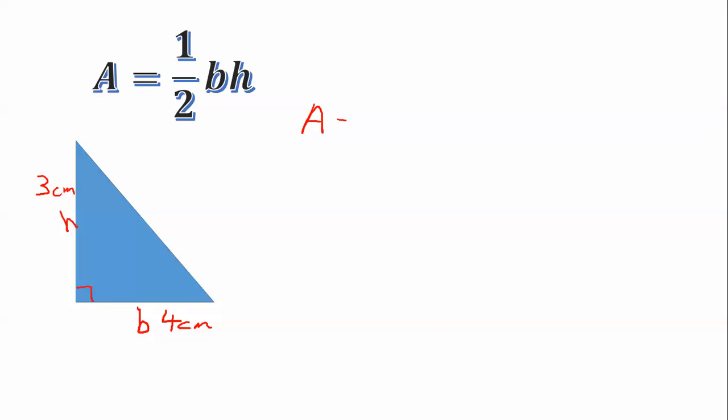So I can work it out as A equals half times base. Now base is 4 times height is 3. So 4 times 3 is 12, so it's half of 12. So it's 6 centimetres squared is my area. So I just plug in the values there, and that's pretty easy, particularly when I've got that nice right angle in there. But I can also use this when I don't have a right angle, because it still holds true.